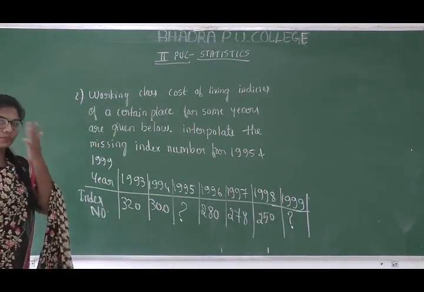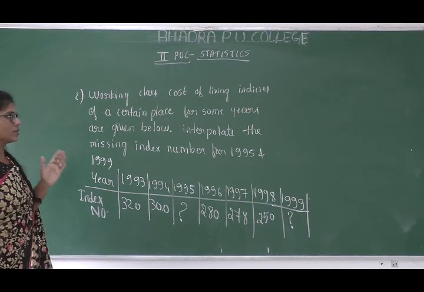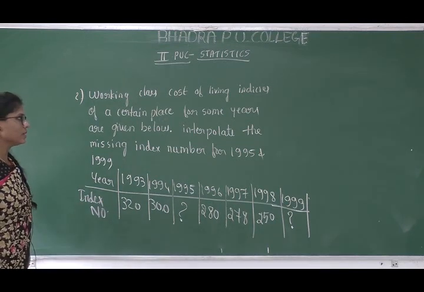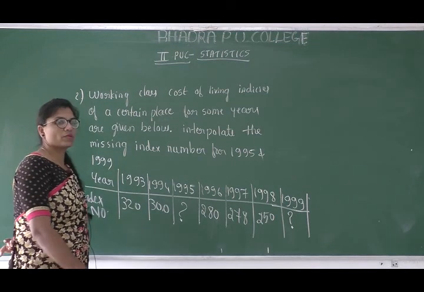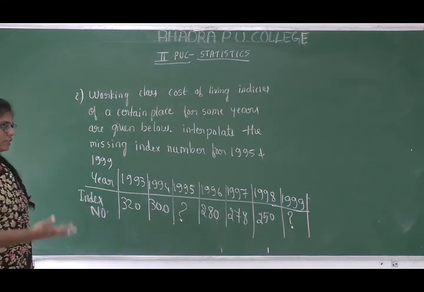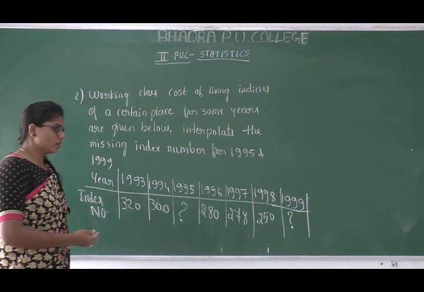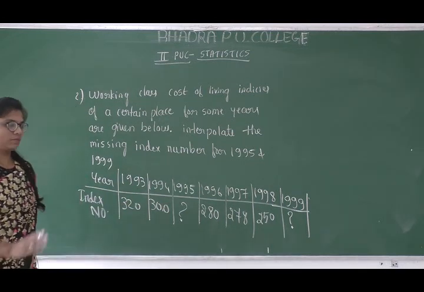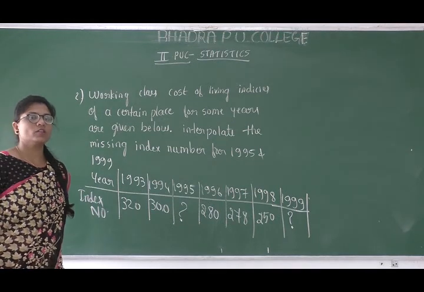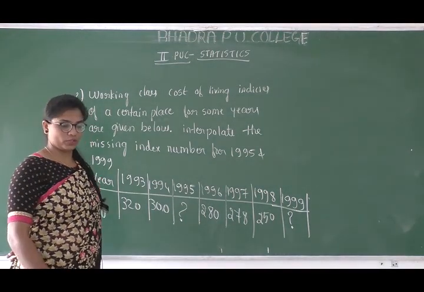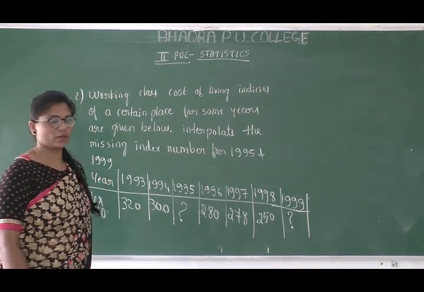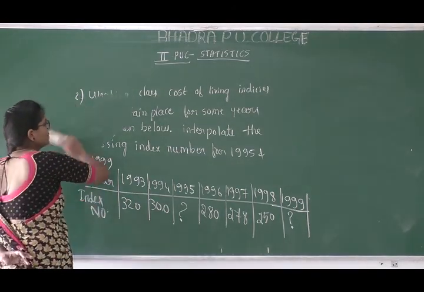So look at the problem. Working class cost of living indices of a certain place for some years are given below. Interpolate the missing index number for 1995 and 1999. So 1995 and 1999 have missing values. They have said to interpolate and find the missing values through the method of interpolation. Okay, yes. So this is your question.